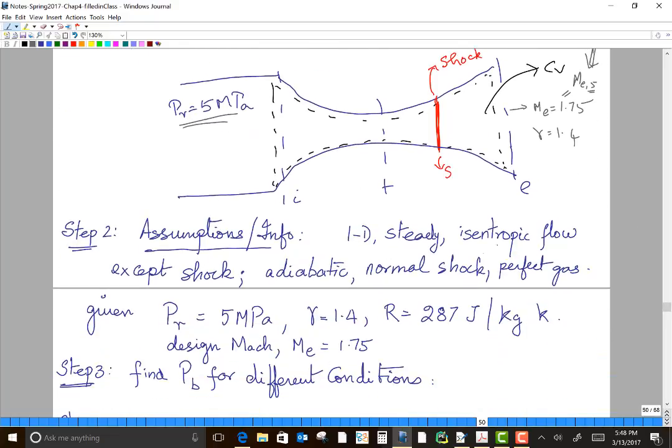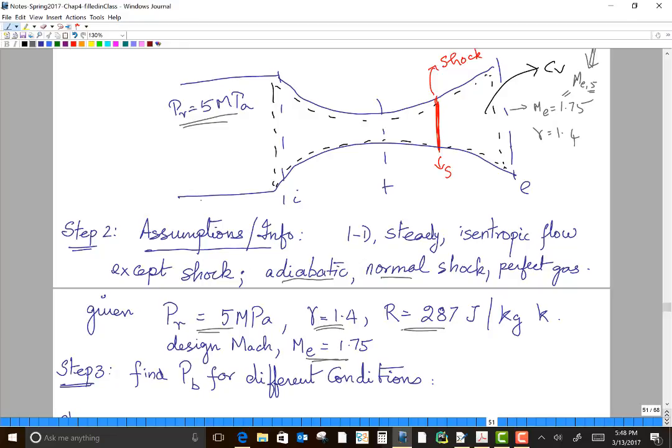So obviously all the assumptions, you need to list them out. 1D steady isentropic flow, except shock, and adiabatic. The shock is adiabatic. It's a stationary normal shock. It's a perfect gas. Okay, what is the information that is provided? PR is 5 megapascal, gamma is 1.4, R is 287. So if it's not provided, you can assume this value. The design Mach is provided.